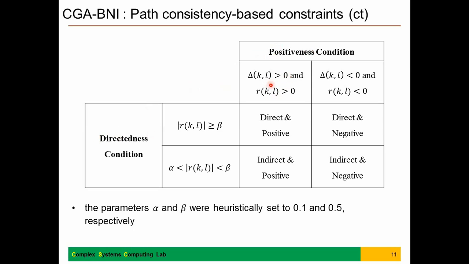If both values delta KL and RKL are greater than 0, we will have a positive path from VK to VL. Otherwise, if both values are smaller than 0, we will have a negative path from VK to VL. And for directness, if the correlation coefficient is greater than the threshold beta, we will have a direct interaction from VK to VL, or an indirect one if RKL is smaller than beta but greater than the threshold alpha, which is set to 0.1 here.